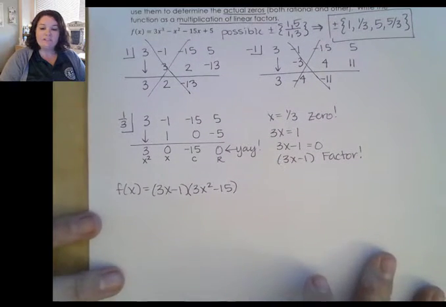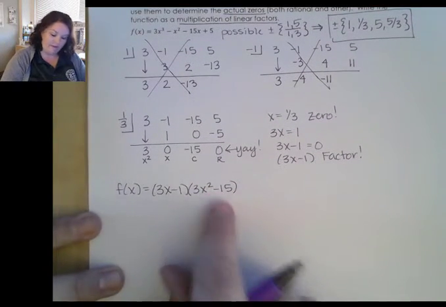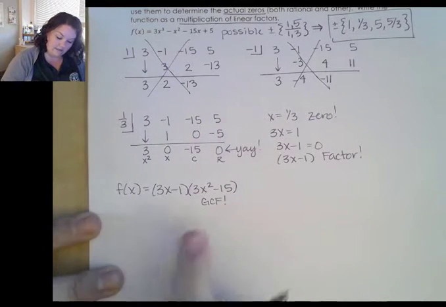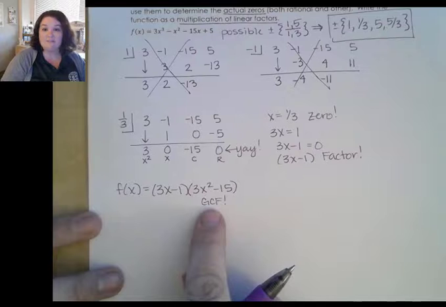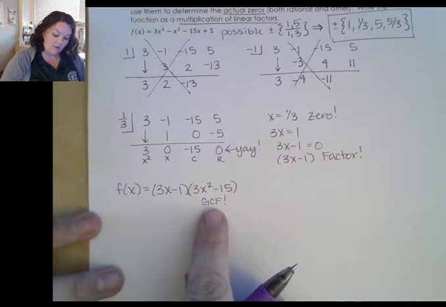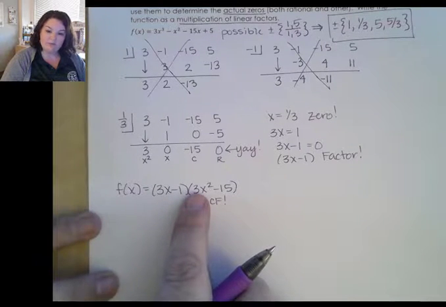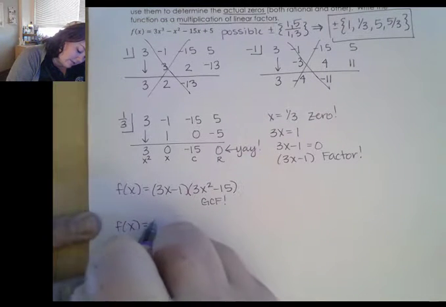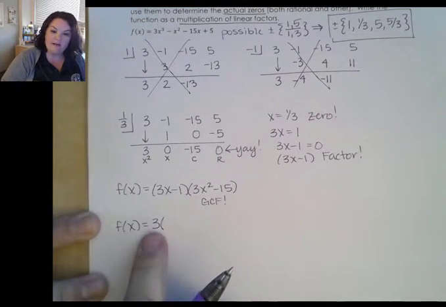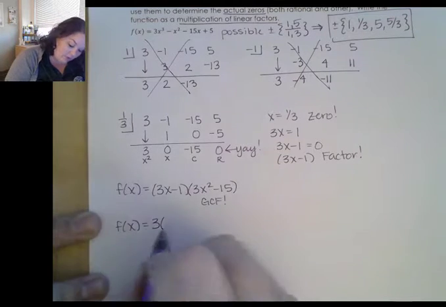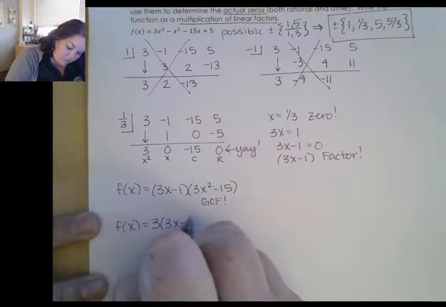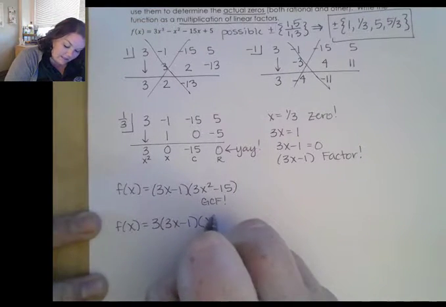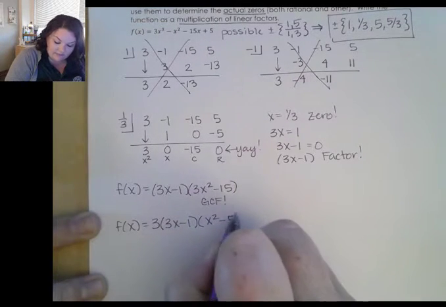Okay, and the first thing that I notice when I need to finish factoring this is that this actually has a greatest common factor, right? If it has a greatest common factor, we definitely need to pull that out. So the greatest common factor is a 3. So I'm going to pull that out first, and we always write our greatest common factor at the beginning. So I'm going to write it in front of this first factor, which is 3x minus 1. And if I take out that 3, that leaves me with x squared minus 5.